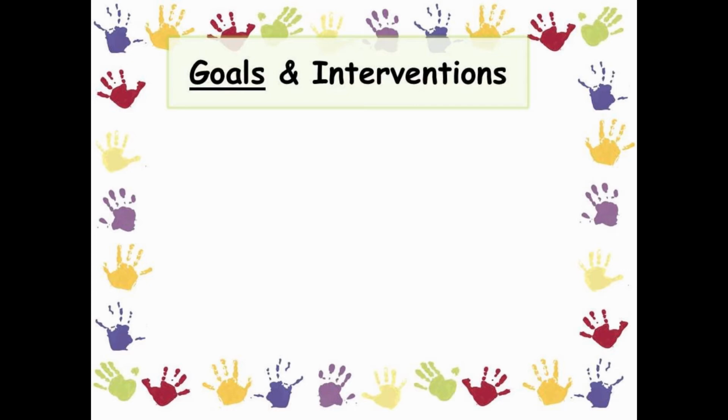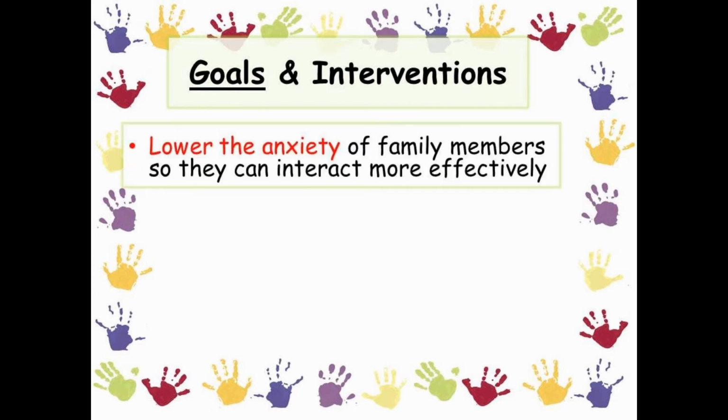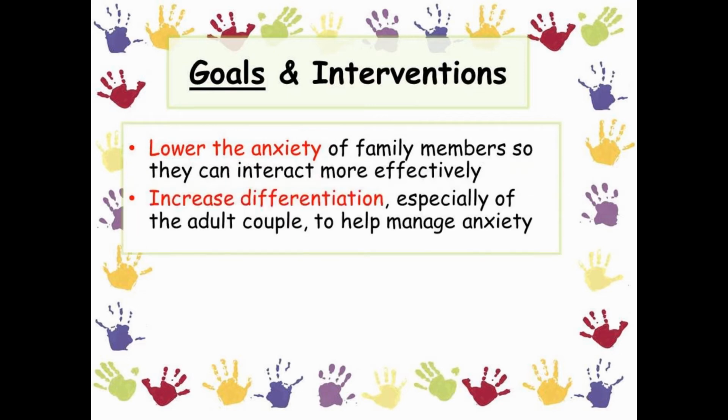The goals of Bowen's therapy model are to lower the anxiety of family members so they can interact more effectively, increase differentiation, especially of the adult couple, to help manage anxiety. Bowen hypothesized that changes made at the adult level could more successfully impact relationships among younger members.